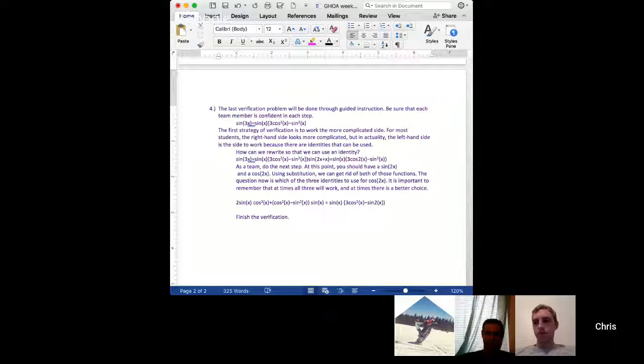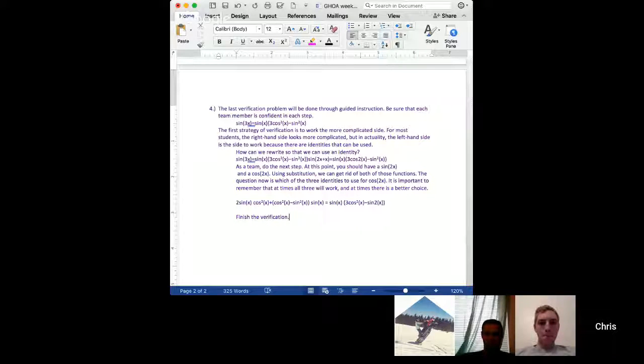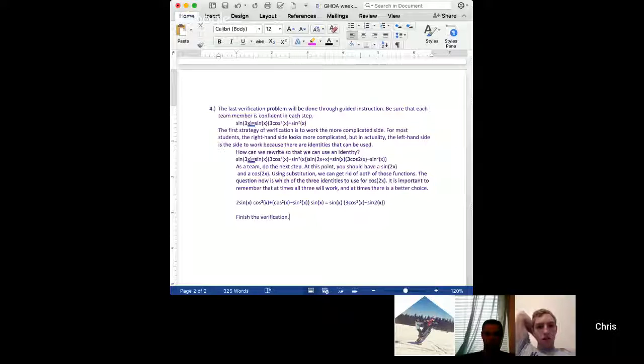Okay, the first strategy for verification is to work the more complicated side. For most students, the right-hand side looks more complicated, but in actuality, the left side is the side to work because there are identities that can be used. How can we rewrite this so that we can use an identity? You just move the sign over, right? No, that's a negative sign. You're multiplying by a negative sign.